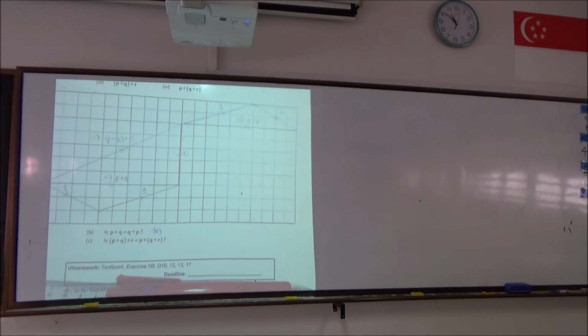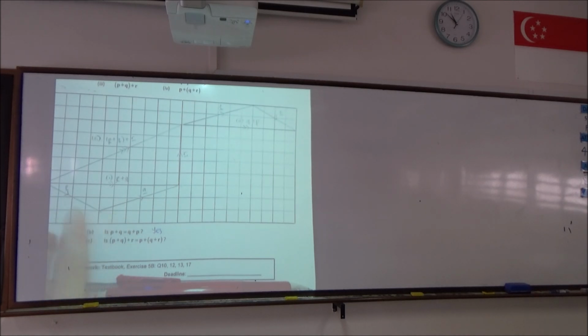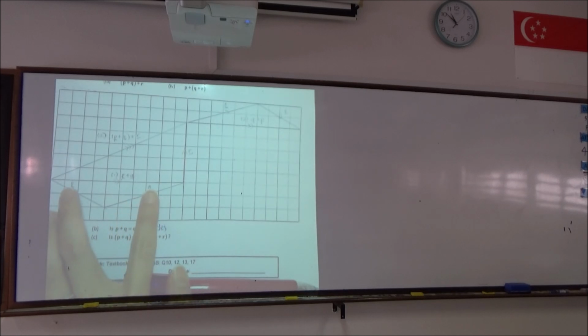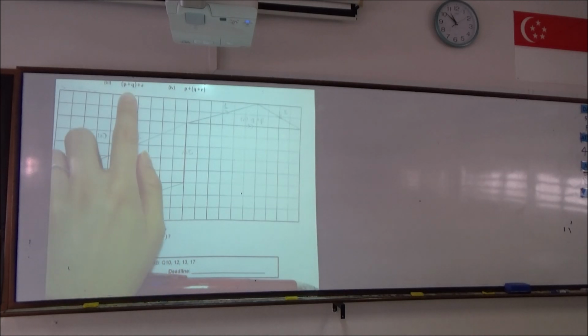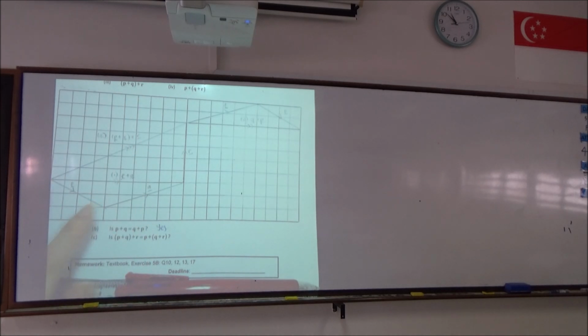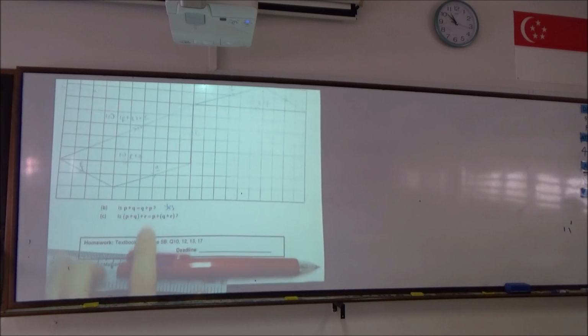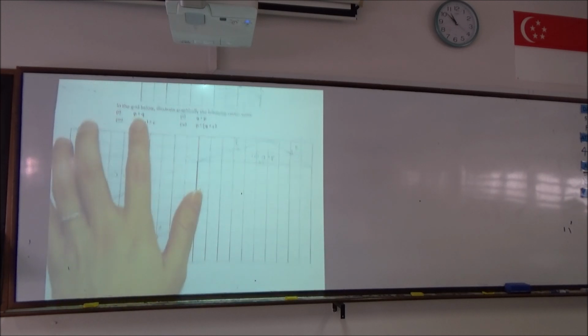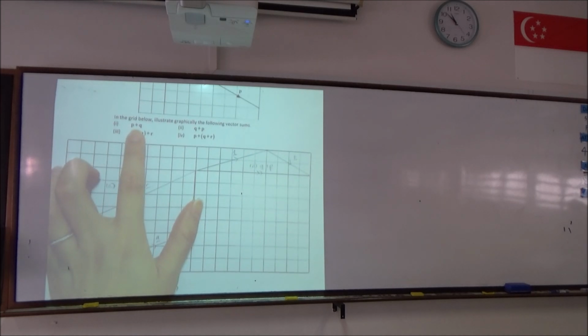Okay, so you're asking me whether you still need to draw the P plus Q first if you're asked to draw P plus Q plus R. I believe no. This is just an exercise for us to draw these conclusions. So in test or exam, usually it's not necessary. You just have to draw the resultant vector.